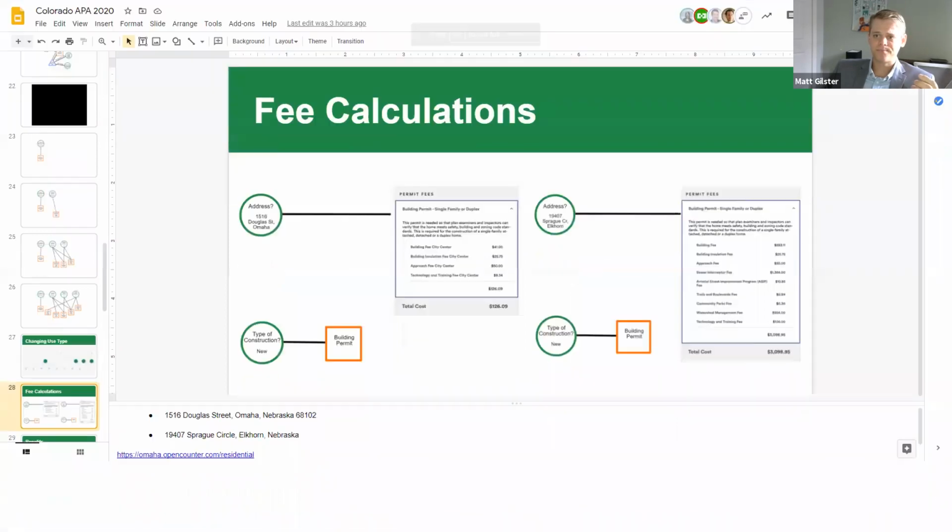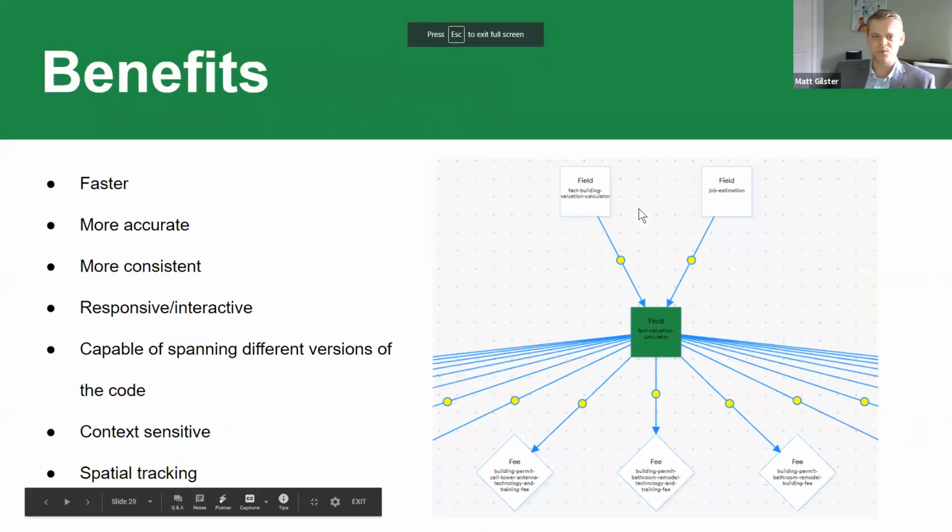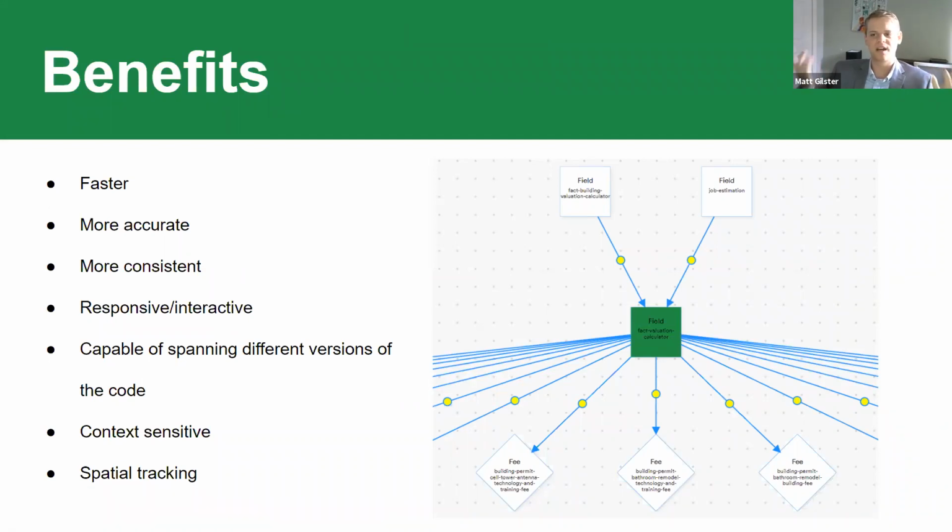And I'm going to close out these examples by talking a little bit about these benefits, right? I was kind of touching on this before, but using technology in this way can make us faster planners. We can be more accurate. We can be more consistent with the information we're giving to people. We can be responsive and interactive. This kind of technology can also span different versions of the code.